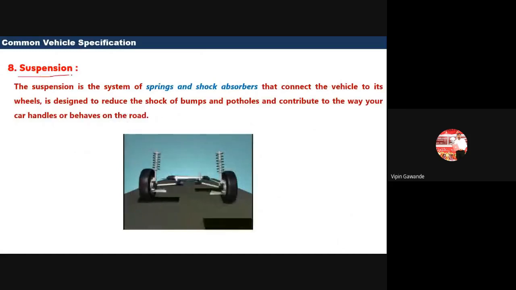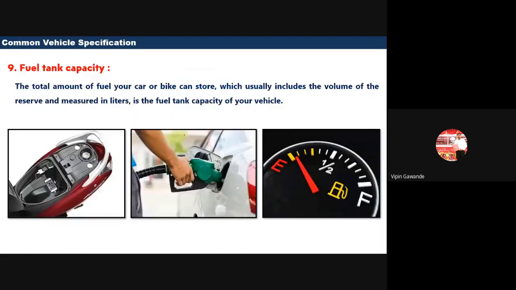Then we have seen the suspension. Suspension means the use of springs and shock absorbers whenever we are driving the vehicle, and these are used for our comfort. Then fuel tank capacity is mentioned on the specification chart. It is measured in terms of liters.